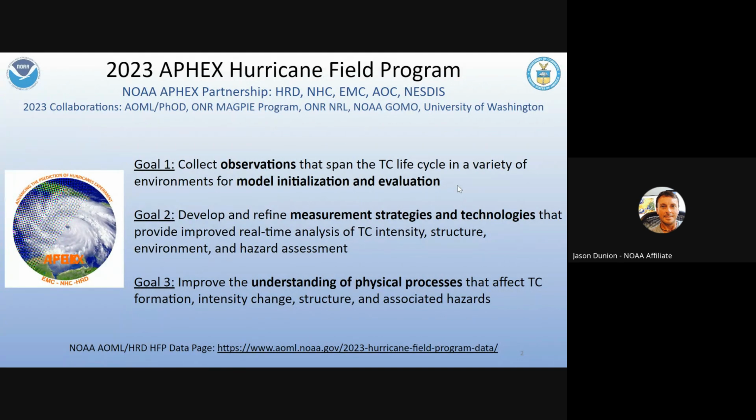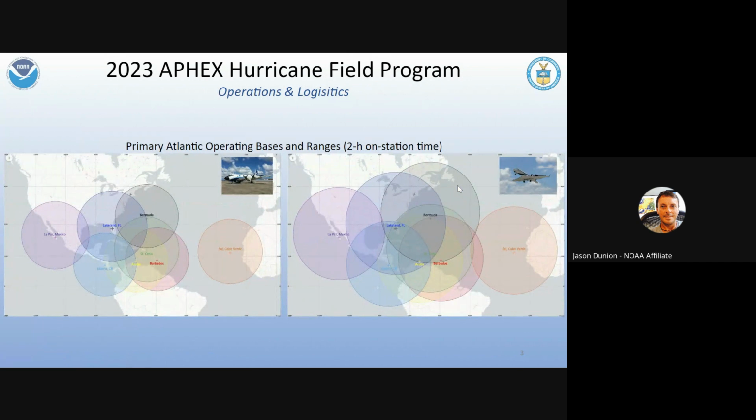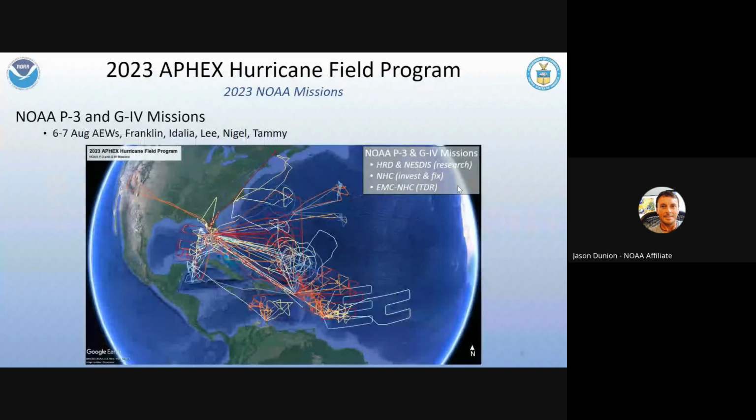Next slide. It's just a quick overview of our 2-hour on-station time on the left for the P3, the right for the G4, just to give you a sense of, we have a lot of coverage in the Atlantic for targets of interest, so it's a real advantage for us with these deployment sites. Next slide. Here's what we flew in '23.